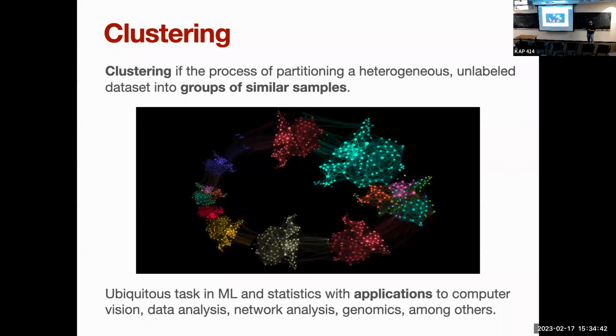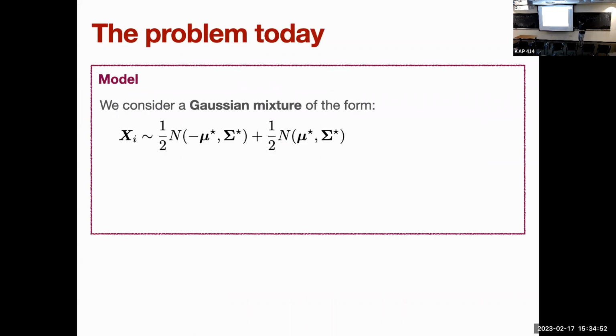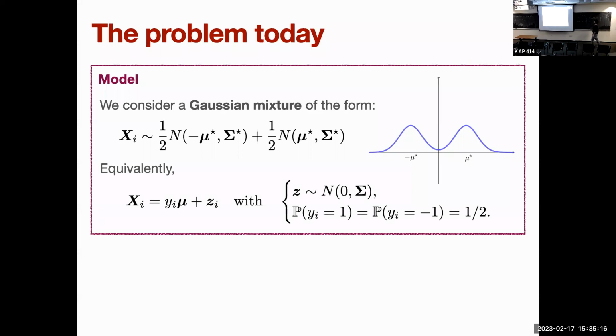And so the talk today is about a very simple distribution, a very simple model that makes many of the state-of-the-art algorithms struggle a lot. So what's the model? The model is simply a Gaussian mixture where with probability half, I'm going to sample from a Gaussian with mean minus mu and covariance sigma. And with probability a half, I'm just going to change the sign of my mean, so I'm going to have the same covariance. The picture that you should have in your head is two bells, one centered at minus mu, one centered at mu.